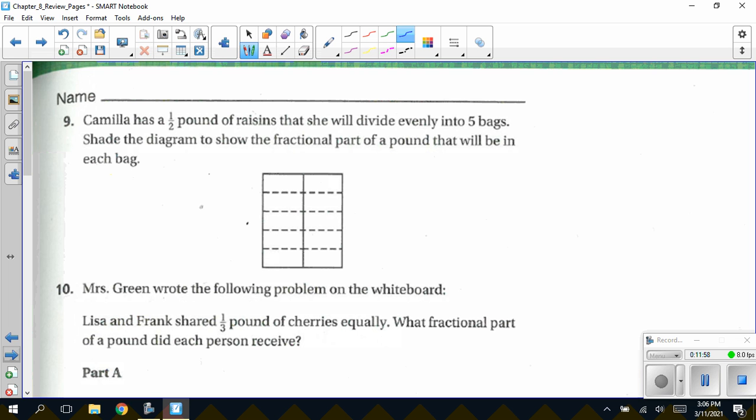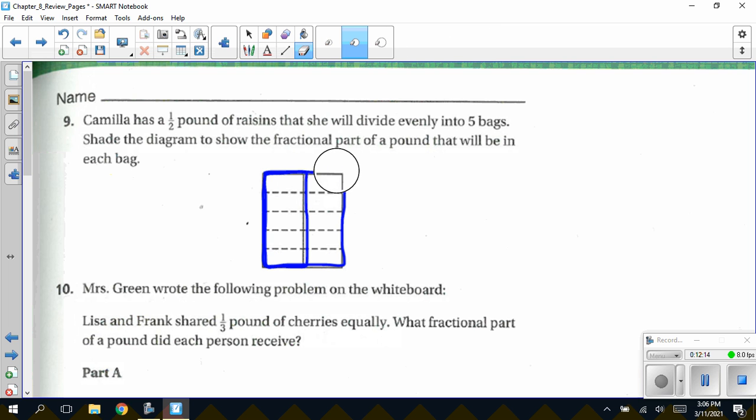Where we know she's starting with 1/2 pound of raisins. Well, my entire rectangle right here represents 1 whole pound. So I just need to look at this section right here for my 1/2 pound of raisins. So I'm going to go ahead and erase this part because I'm not worried about that other 1/2 pound of raisins. Now, for that 1/2 pound, she divided it into 5 bags. So that's why we have 5 sections in that 1/2 pound. So she wants to know the fractional part of a pound that will be in each bag.